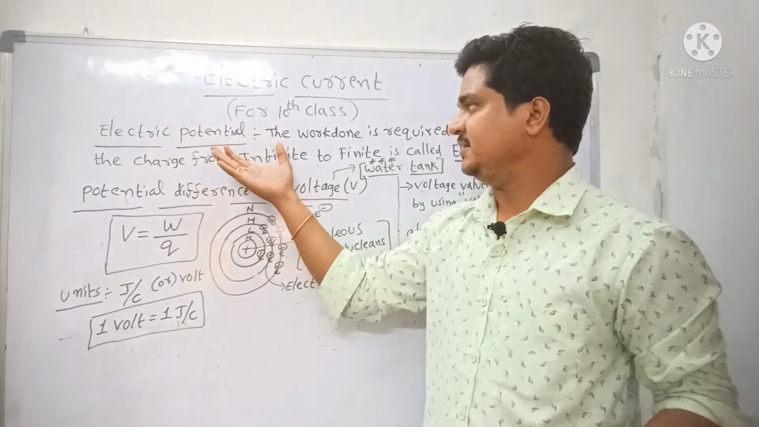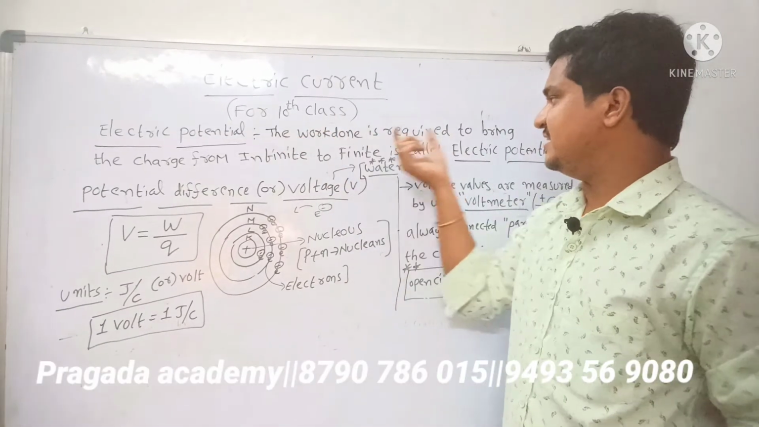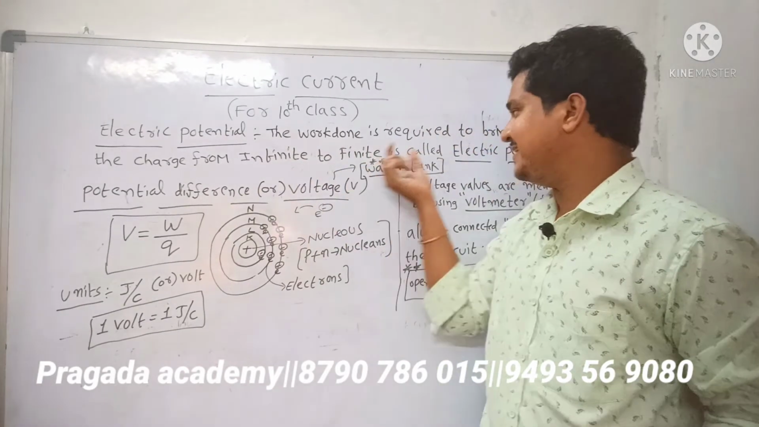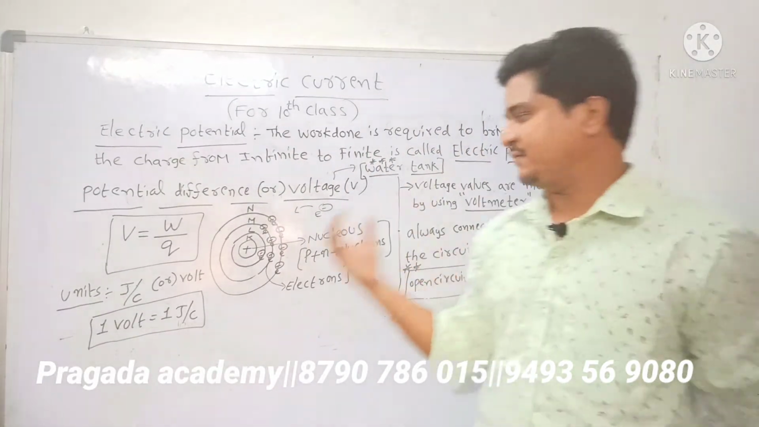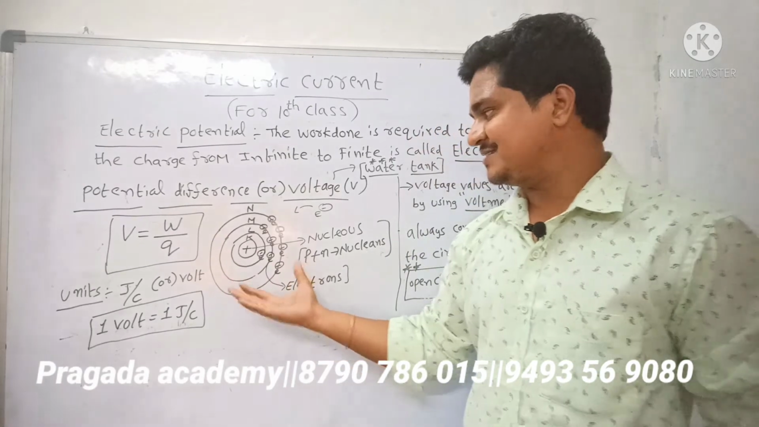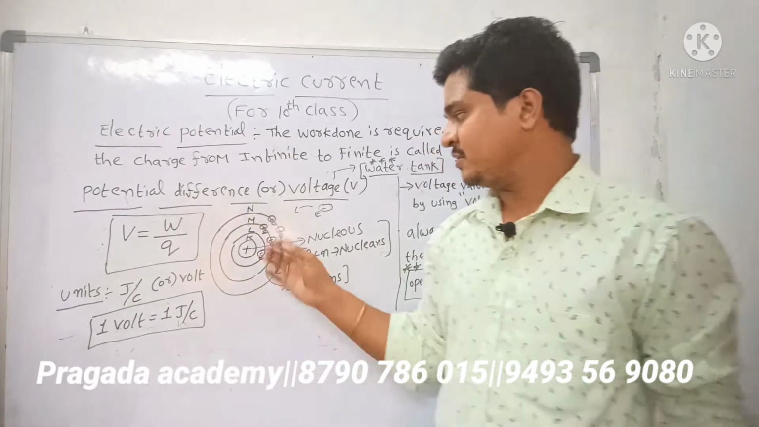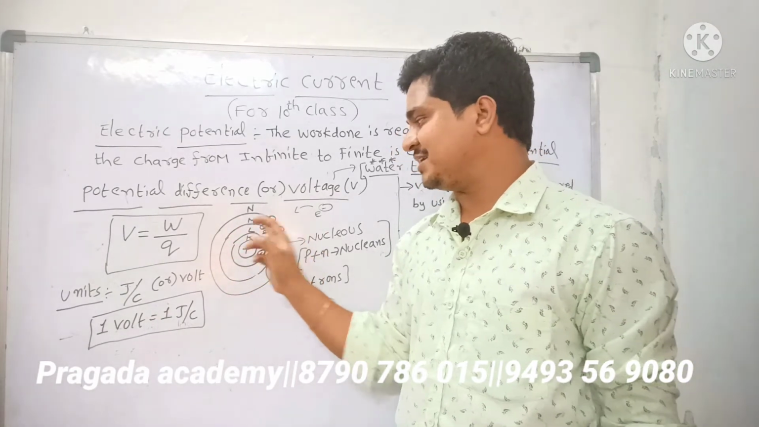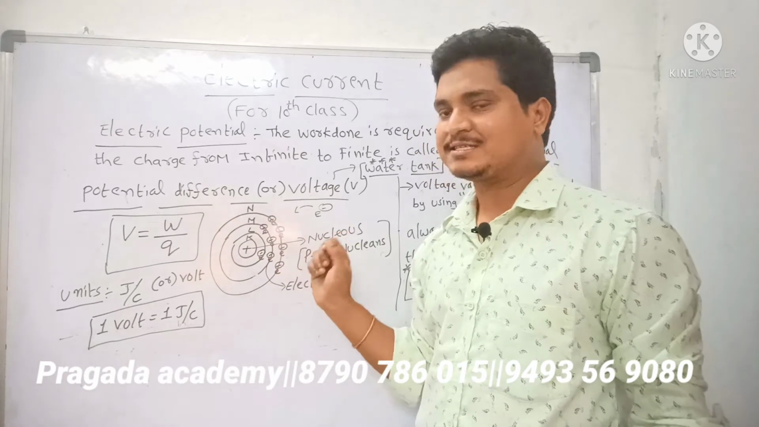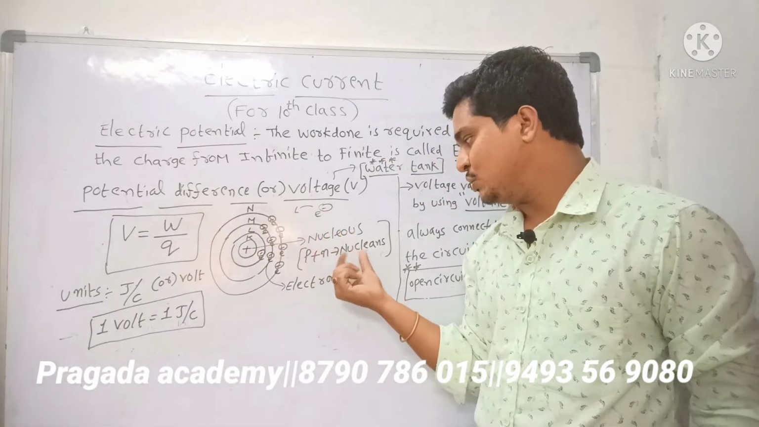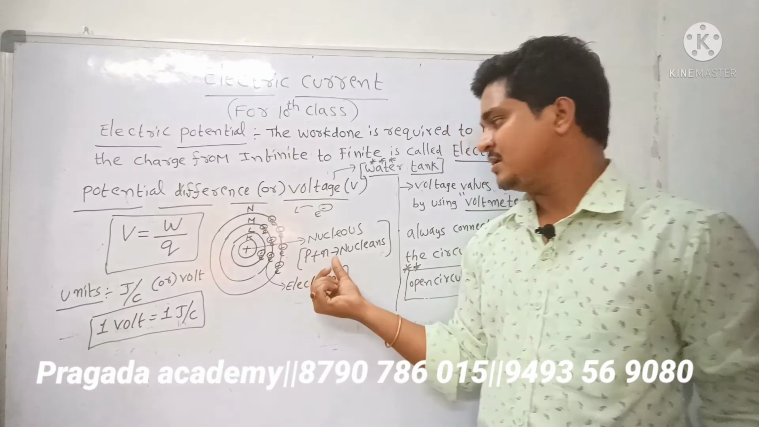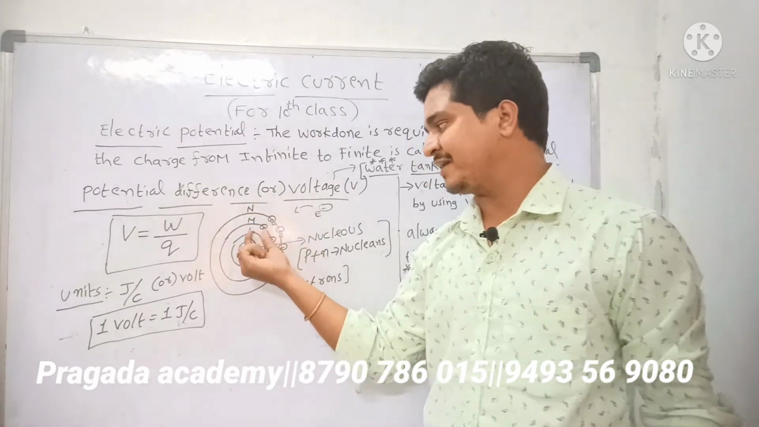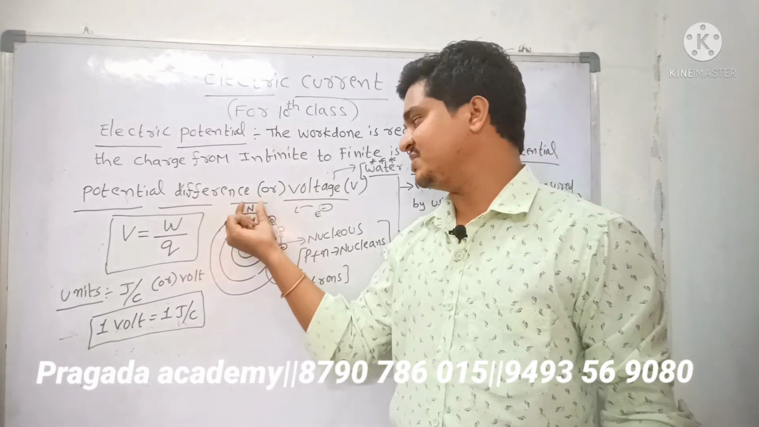For electric potential, the definition is: the work done required to bring the charge from infinite to finite distance is called electric potential. See, in this drawn diagram, this is the atom structure. The atom we can represent with a nucleus and different shells. In the shells the electrons are revolving around the nucleus. In the nucleus we have nucleons, which are nothing but protons and neutrons. Outside the nucleus the electrons revolve in the shells. We have K shell, L shell, M shell, N shell, like that.